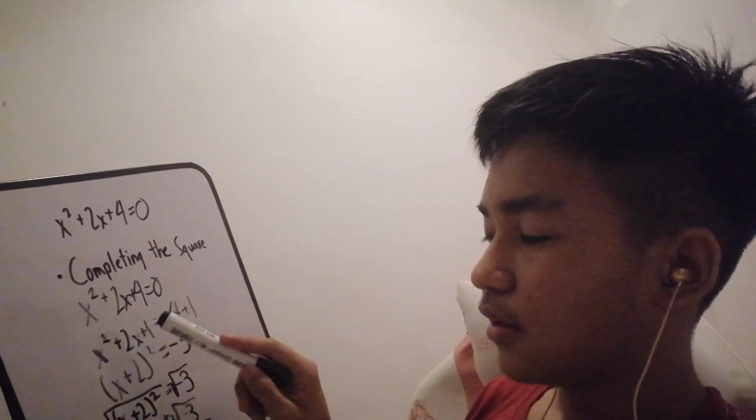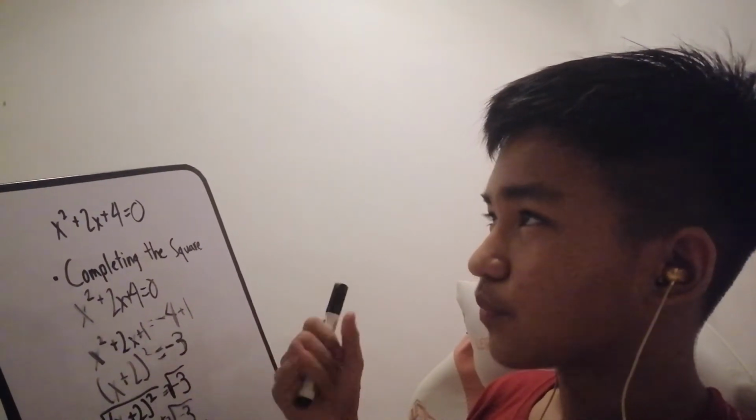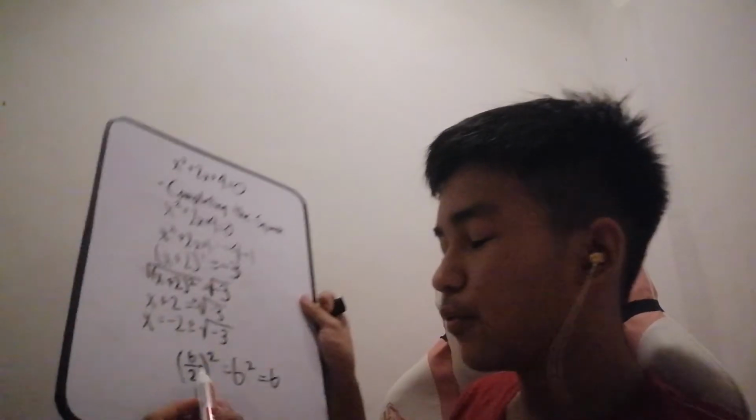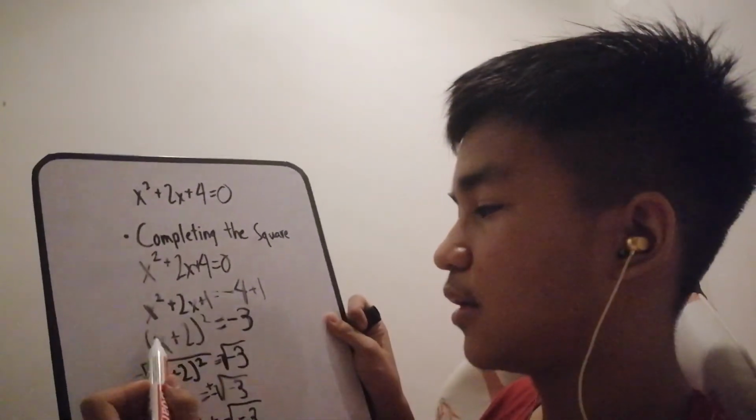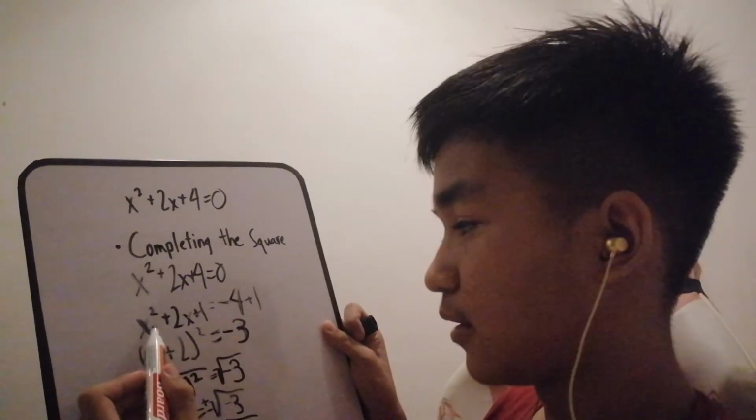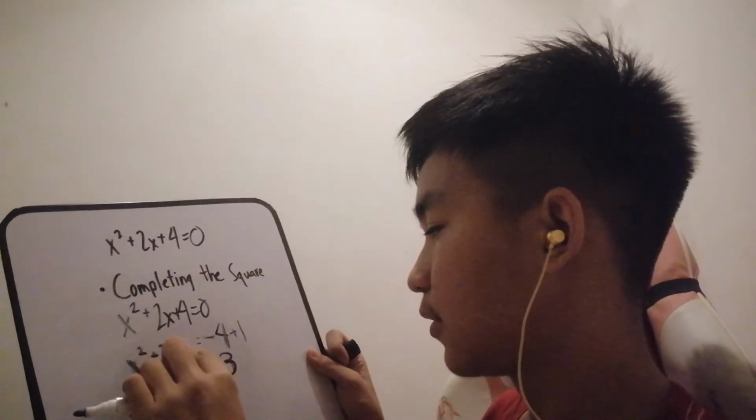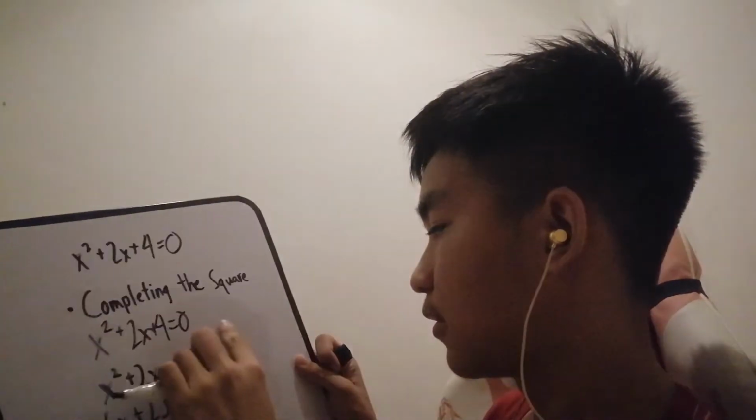And the b, it will be like this. (b over 2) squared. So we will use this method right here.